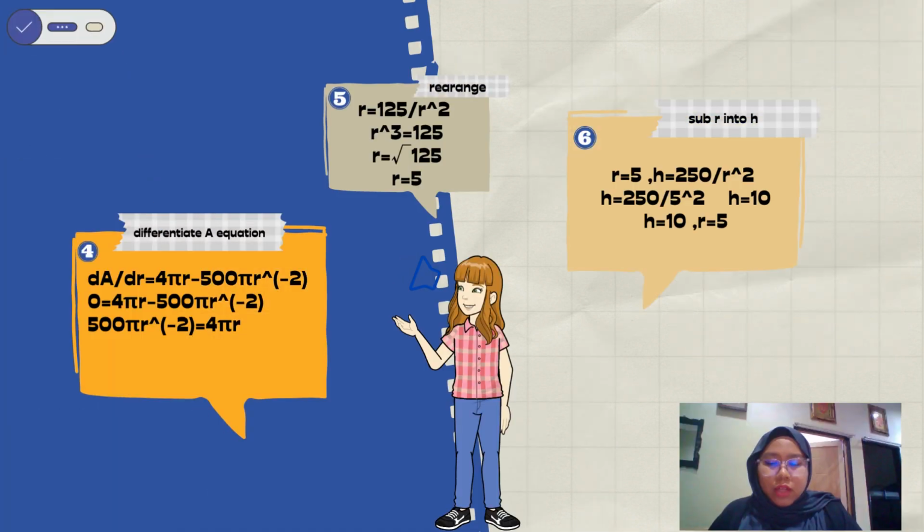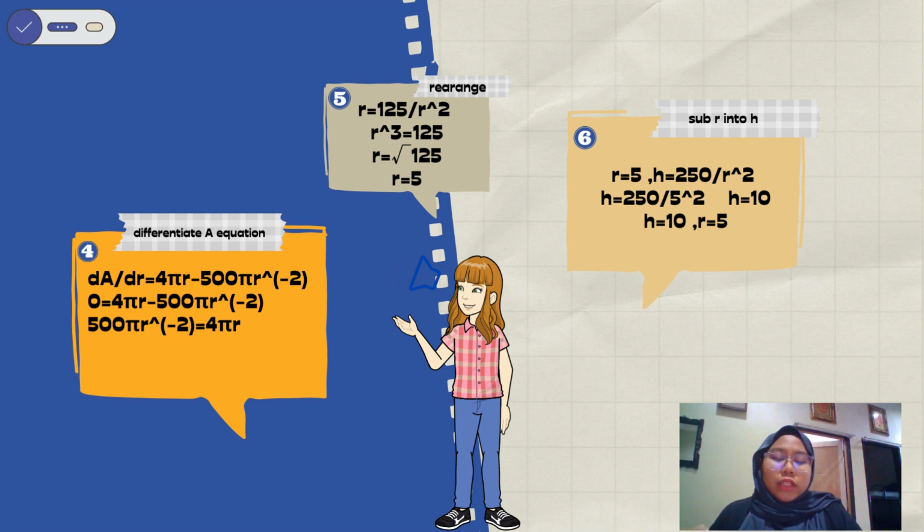Let's see solution number 4. We need to find where the change in area is equal to 0. So we need to differentiate this equation and set it to 0. After differentiating, we get dA over dr equal to 4 pi r minus 500 pi r to the power of negative 2. We set it equal to 0. Now 0 is equal to 4 pi r minus 500 pi r to the power of negative 2.